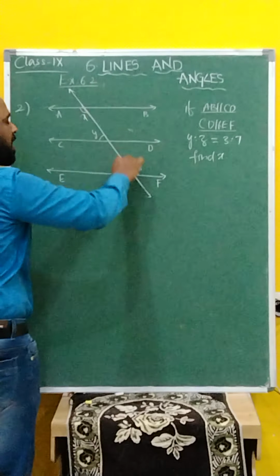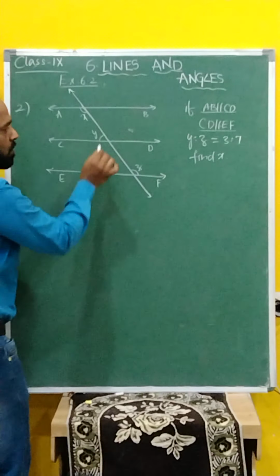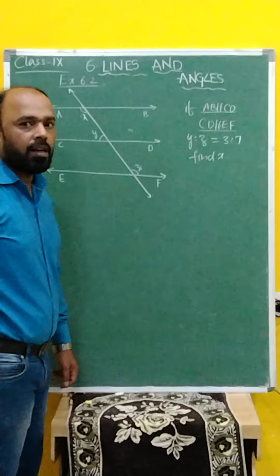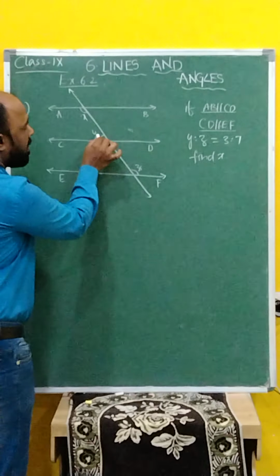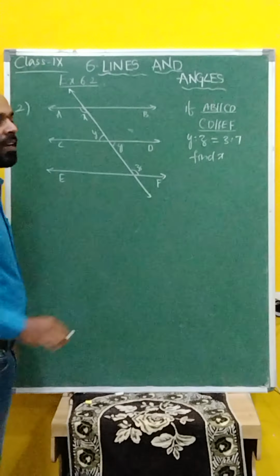This one is what? Transversal. These two, what type of angles? Vertical opposite angles. What is this one? Vertical opposite angles. Then what is here? y is here. Clear children?